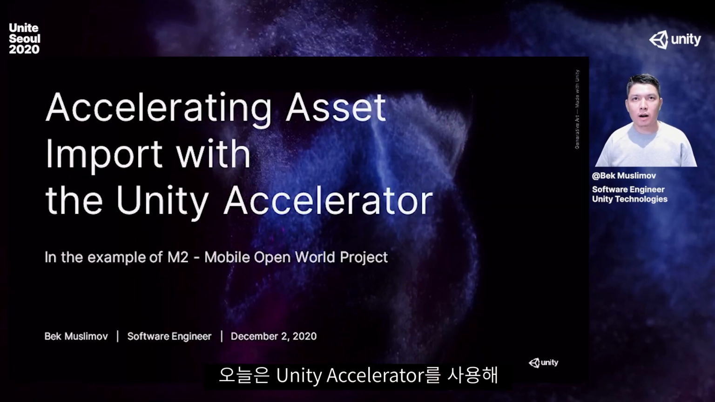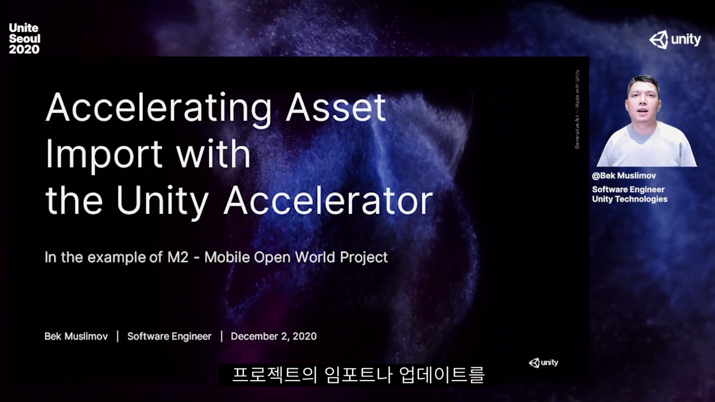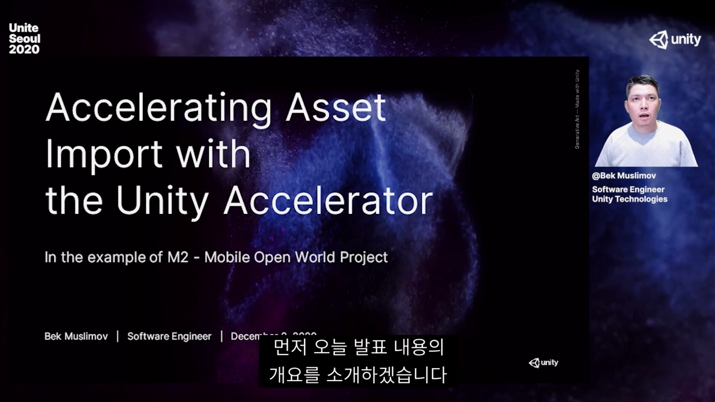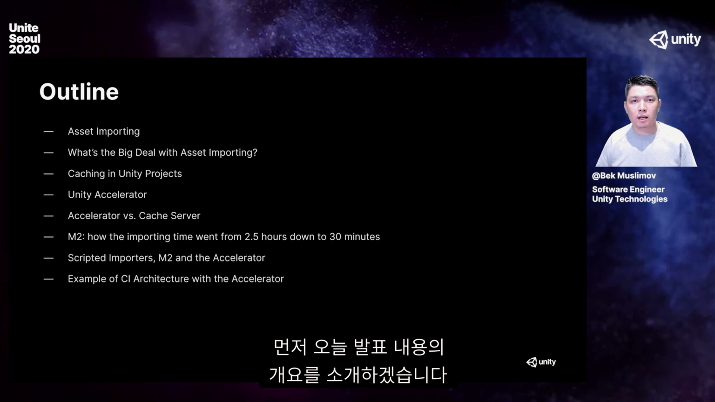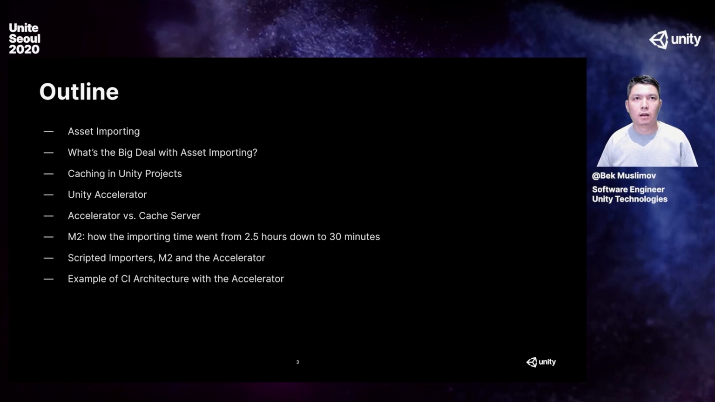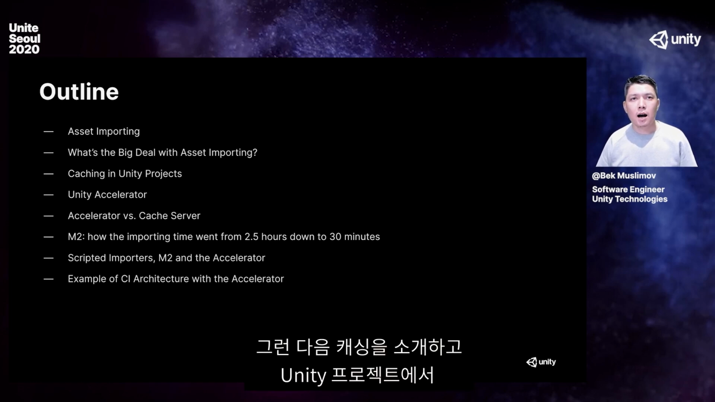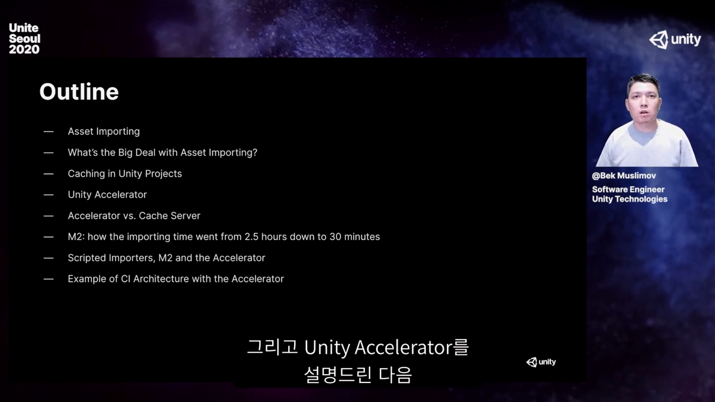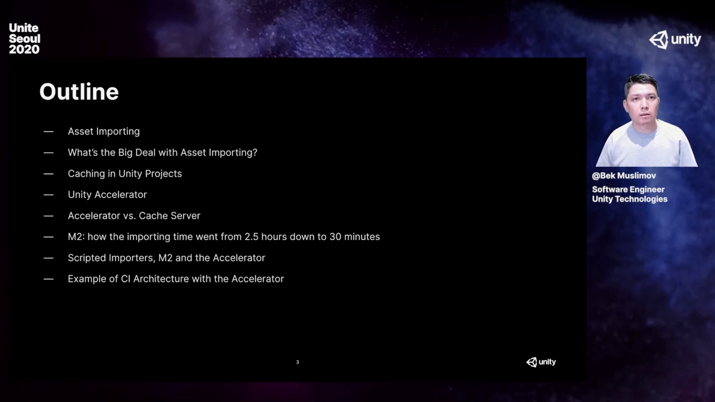Today I'm going to talk about the Unity Accelerator and how you can accelerate importing and updating your projects using it. Here is the outline of my presentation for today. First, I'll talk about asset importing briefly, and then cover the reasons why we are talking about asset importing at all. Then, I will tell you about caching and how caching is used in Unity projects. After that, we will talk about the Unity Accelerator.